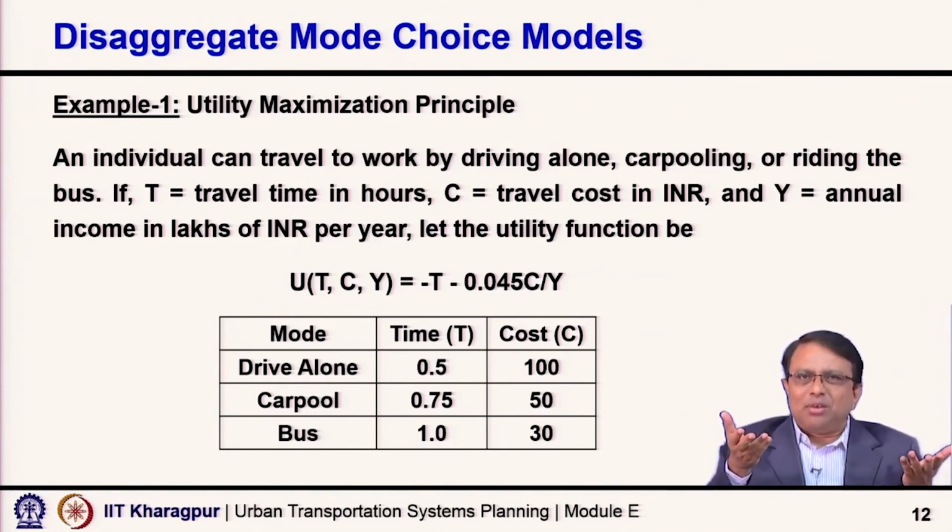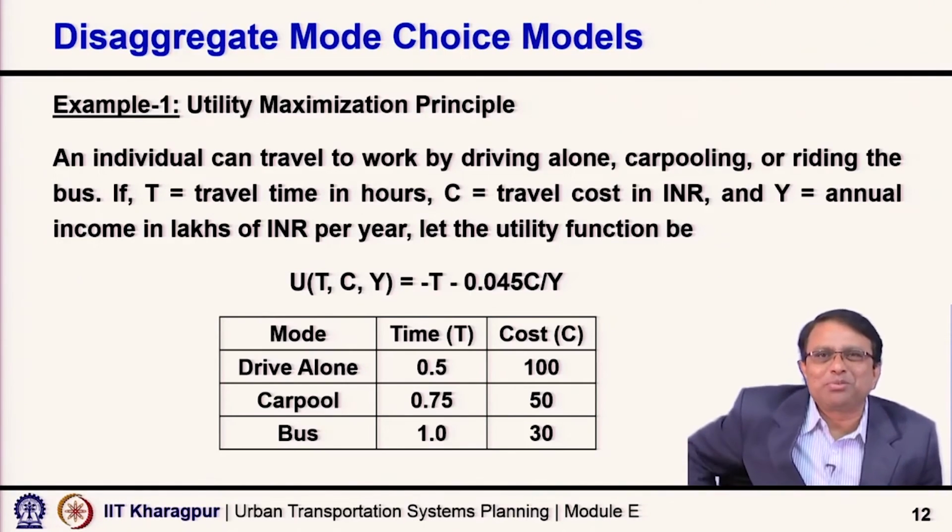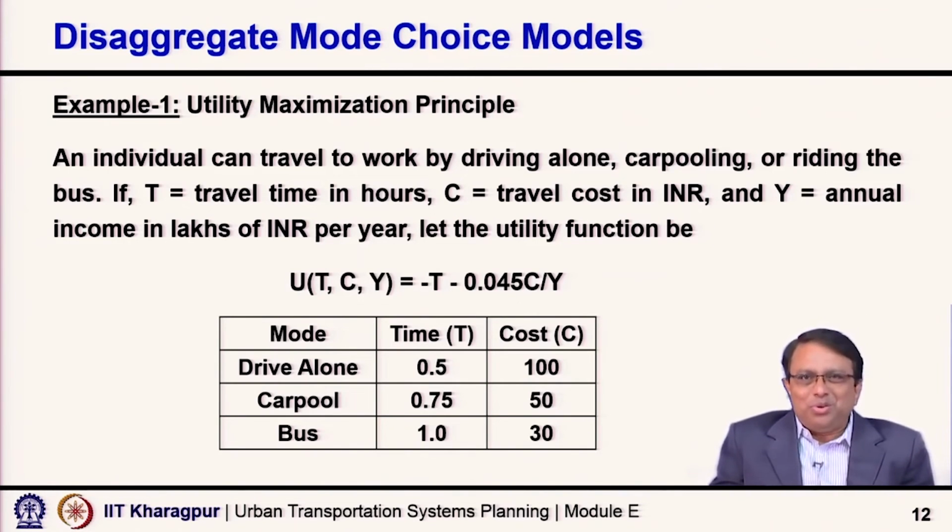So, t is the travel time in hours, c is the cost in Indian rupees and y is the annual income in lakhs, of course, in Indian rupees per year. Then the utility is minus t minus 0.045 c by y. As I said, we expected a minus sign, because the travel time is more, the disutility is more. It cannot happen that the travel time is more and the utility is more. No, travel time more, the disutility is more. So, it comes with a negative sign. So, A1, A2, A3 whatever I mentioned earlier, they come out to be negative. Also the cost is more.